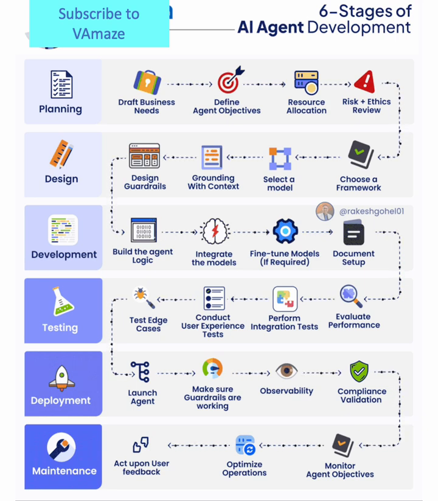Integrate the models. Model integration goes beyond simple API calls. It involves creating seamless connections between your chosen AI models and your agent logic. This requires careful attention to data formats, error handling, and performance optimization.